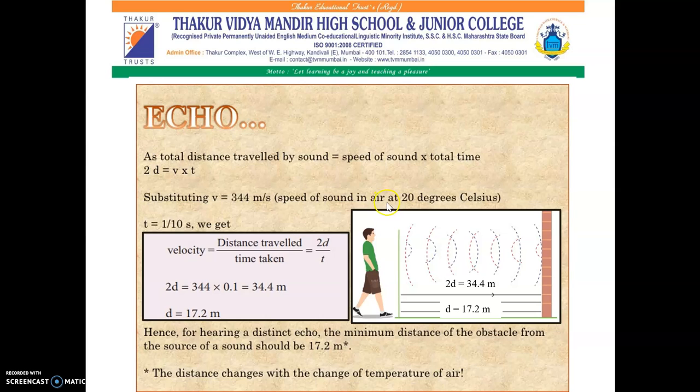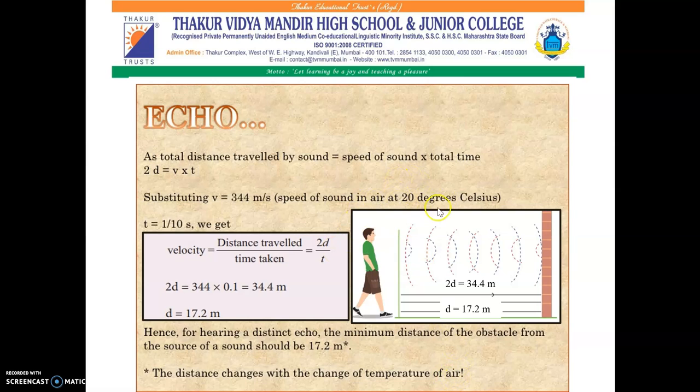We know that the speed of sound in air at 20 degrees Celsius is 344 meters per second, and our brain retains a sound for 0.1 second. So we can take the value of t as 1 upon 10 seconds, that is nothing but 0.1 seconds. Substituting these values in the formula, we get 2d is equal to 344 into 0.1, that is 34.4 meters. So we get the value of d as 17.2 meters. Hence, for hearing a distinct echo, the minimum distance of the obstacle from the source of the sound should be 17.2 meters.